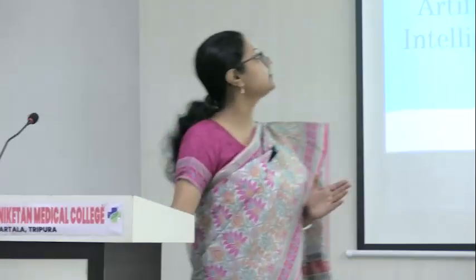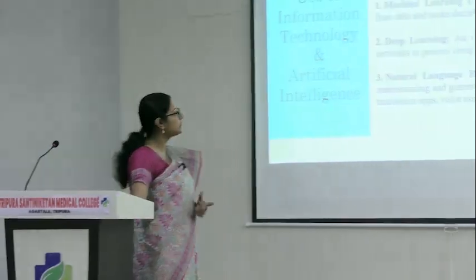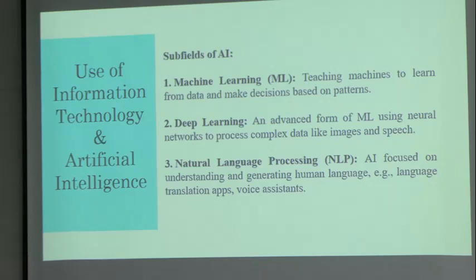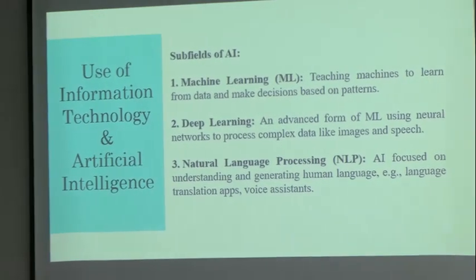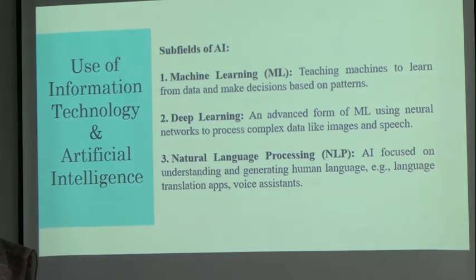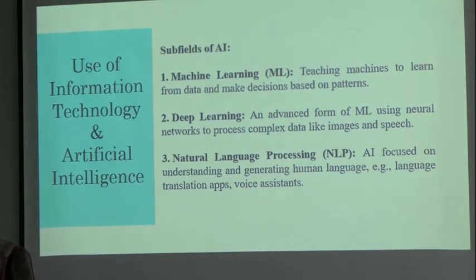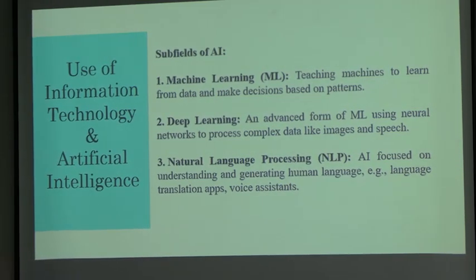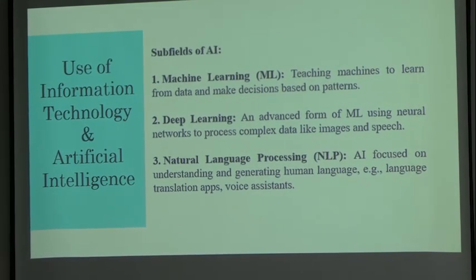Now there are multiple subfields of artificial intelligence. The first one is machine learning. So what is machine learning? This is teaching machines to learn from data and make decisions based on patterns. This is exactly what I told a few minutes before. In the first step, we'll teach the AI, the system, that for pregnant women, first trimester, hemoglobin should be within this range. So in the first step, it is machine learning.